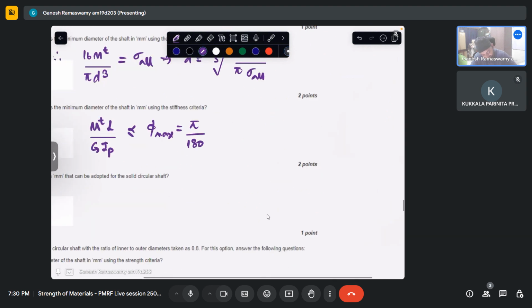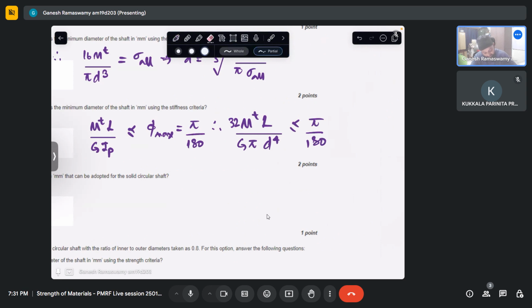So therefore, if I were to substitute, this is mt L by G that we found into 32 pi d power 4 less than equal to pi by 180. And in the limiting case, we will equate it to this. Rest of the quantities are all known. Only d is not known, which can easily be calculated from here.